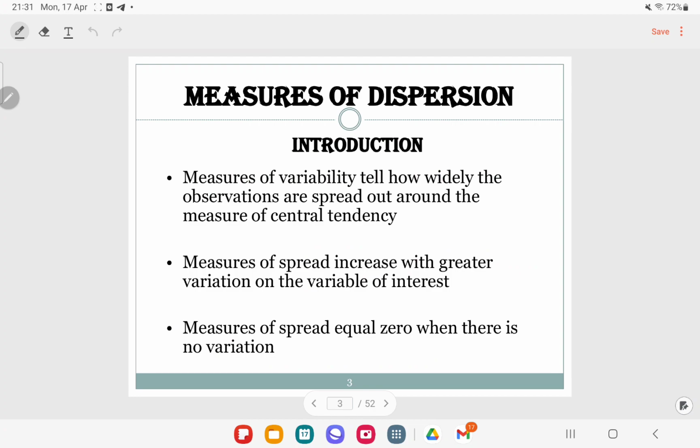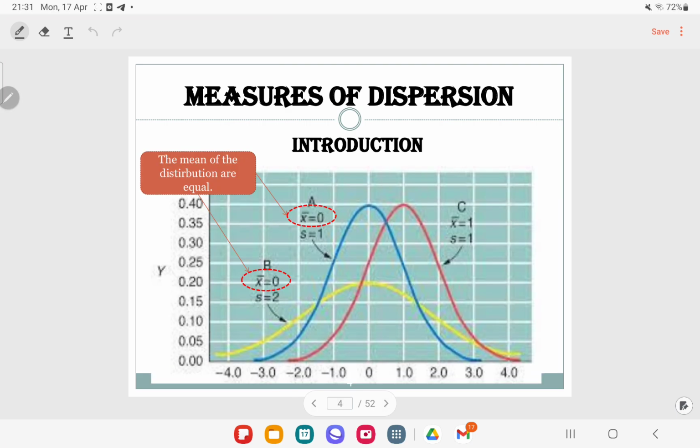Okay, we go to the introduction. When we are talking about measures of dispersion, these measures tell us how widely the observations are spread out around the measure of central tendency. As the measure of spread increases, the variation of the variable of interest is greater, and it is equal to zero when there is no variation.